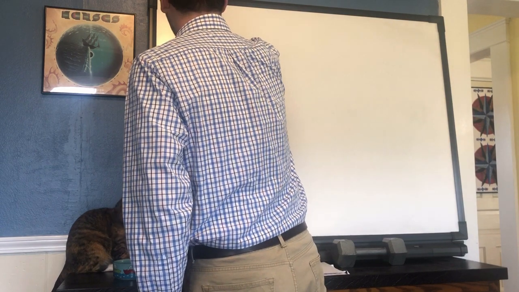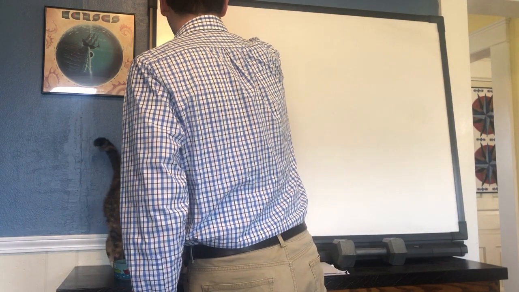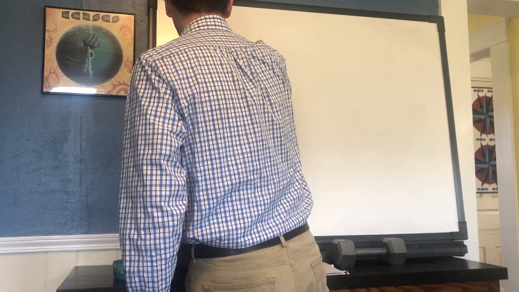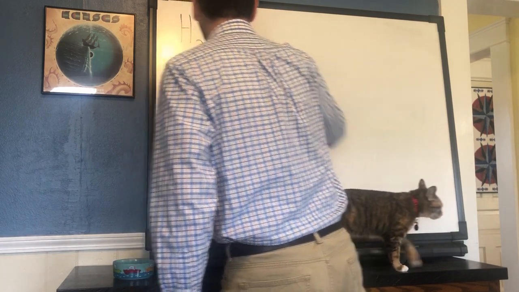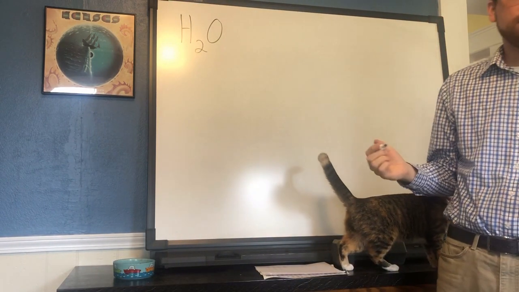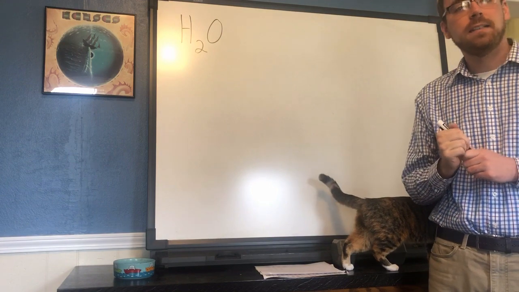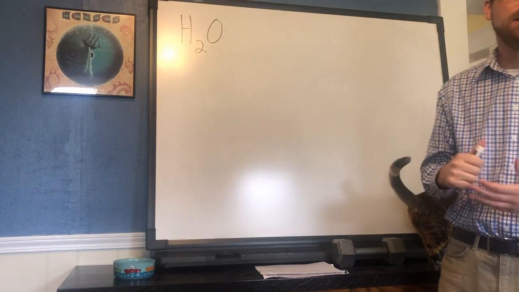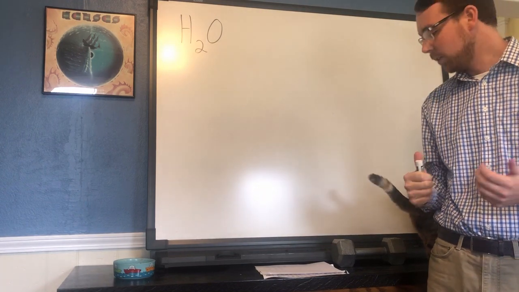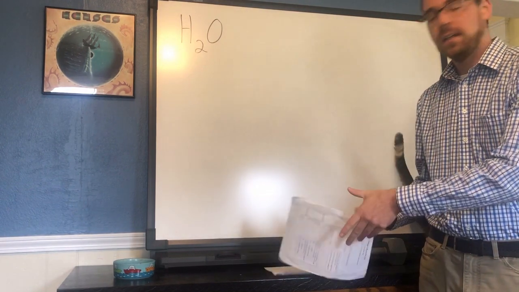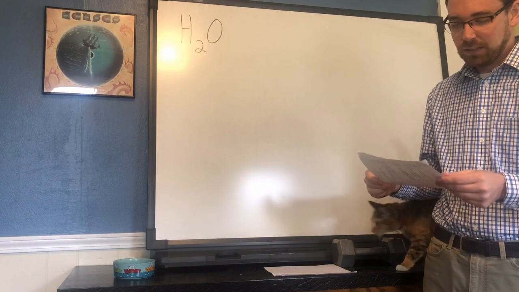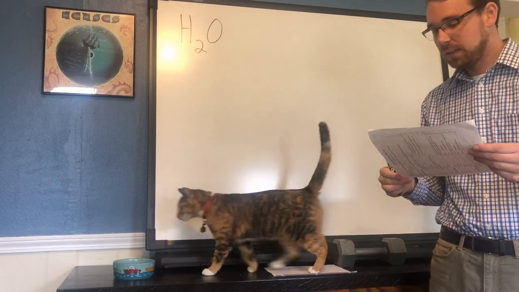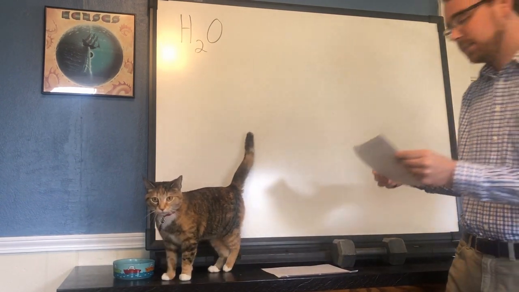So, we all know that water has the formula of H2O. This, of course, tells us that water has two hydrogen atoms and one oxygen atom. Now, to figure out the molar mass of water, we need to look at our periodic table and find the atomic mass of hydrogen and the atomic mass of oxygen.